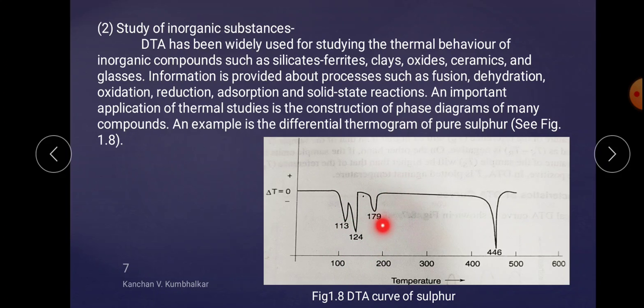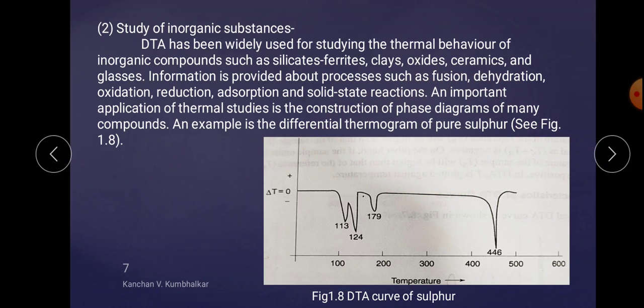This temperature indicates the liquid transfer to the vapor phase, which means boiling. This DTA curve is important for the construction of the thermal phase diagram. It is a helping hand for the phase diagram construction.